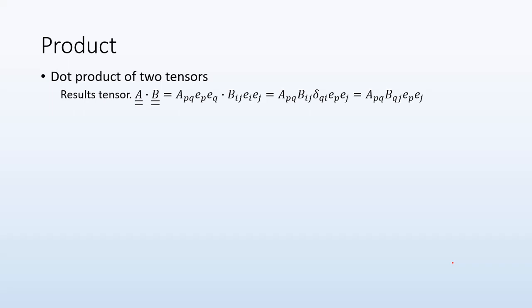Now another type of product is the dot product of two tensors. We have learned that tensors can be added, and we have learned a lot about vectors. So similarly to how we dot product two vectors, we can dot product two tensors. If we dot product two tensors, the resultant will be a tensor.